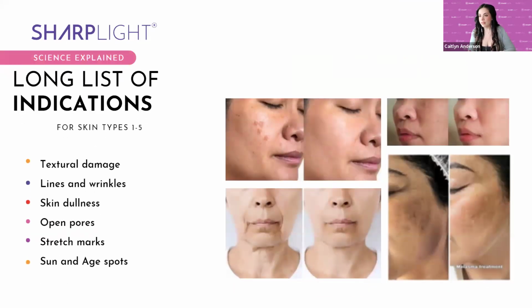So we have a lot of things that we can treat. There's a lot of indications, mainly the textural. It'll help with textural damage, so your fine lines and wrinkles. It can help with skin dullness. It helps with open pores because, again, you're dealing with new collagen and building a better foundation of your skin. So you're going to see a little bit of tightening in the skin as well. It can help restructure and remove stretch marks. It can help with sun and age spots and overall skin.